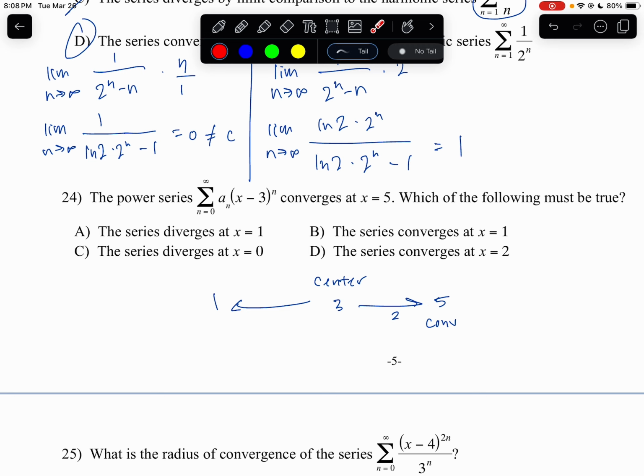So I don't know. But the series converges at 2. Well, 2 is within this interval, right? So 2 would be like right here. So yes, if it converges at 5, and we're not sure if it converges at 1, but we at least know the radius here is 2, then for sure 2 falls into that radius. So for sure we know that the series converges there.